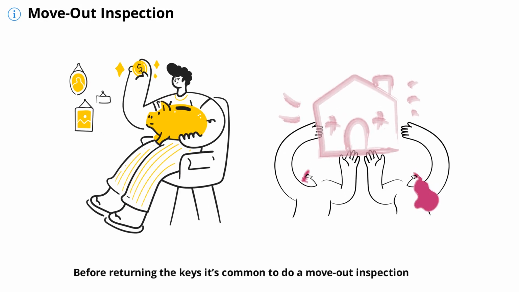Before returning the keys, it's common to do a move-out inspection. The landlord will check the property for any damage beyond normal wear and tear. If everything is in good condition, the security deposit is usually returned. If there are issues, the landlord may deduct repair costs from the deposit.